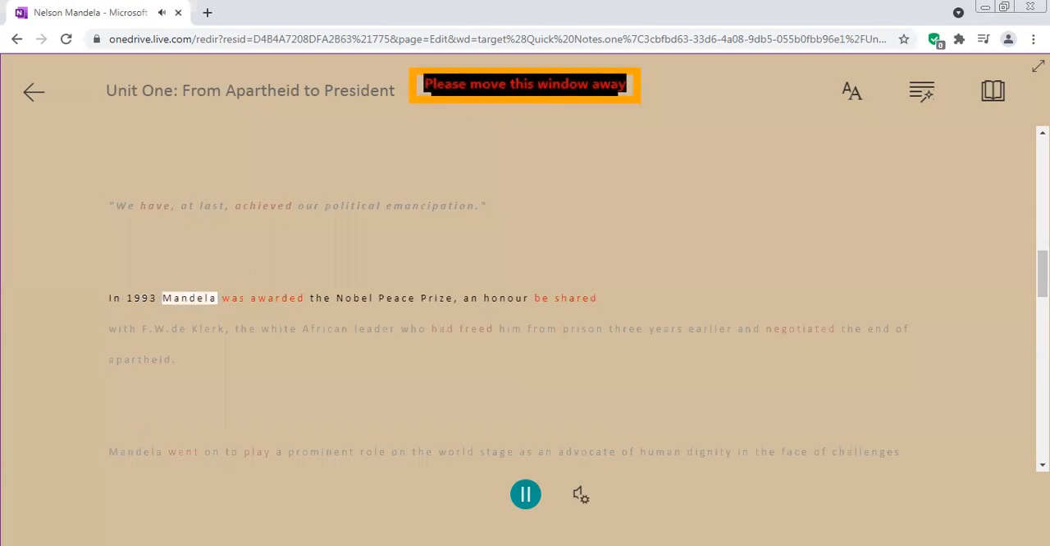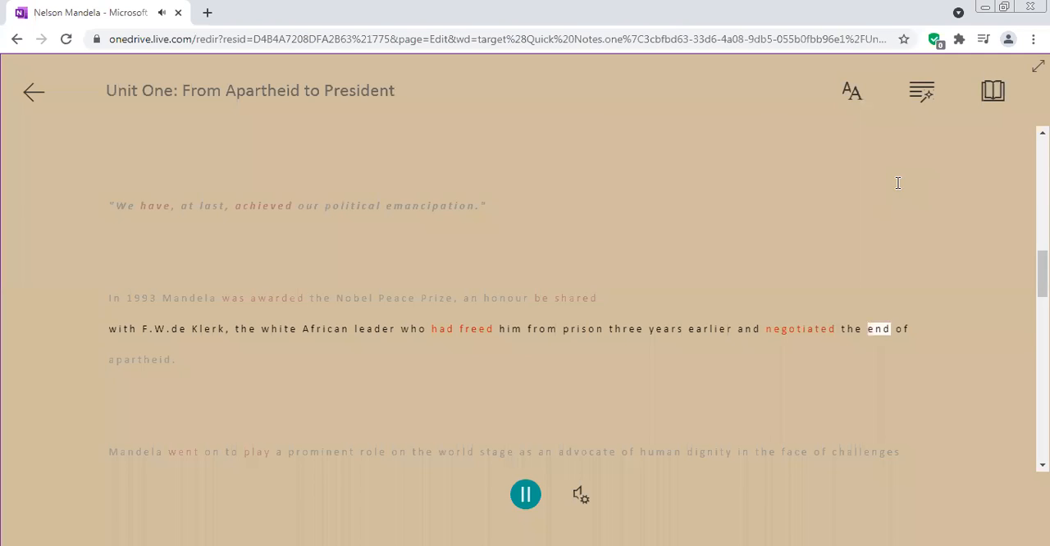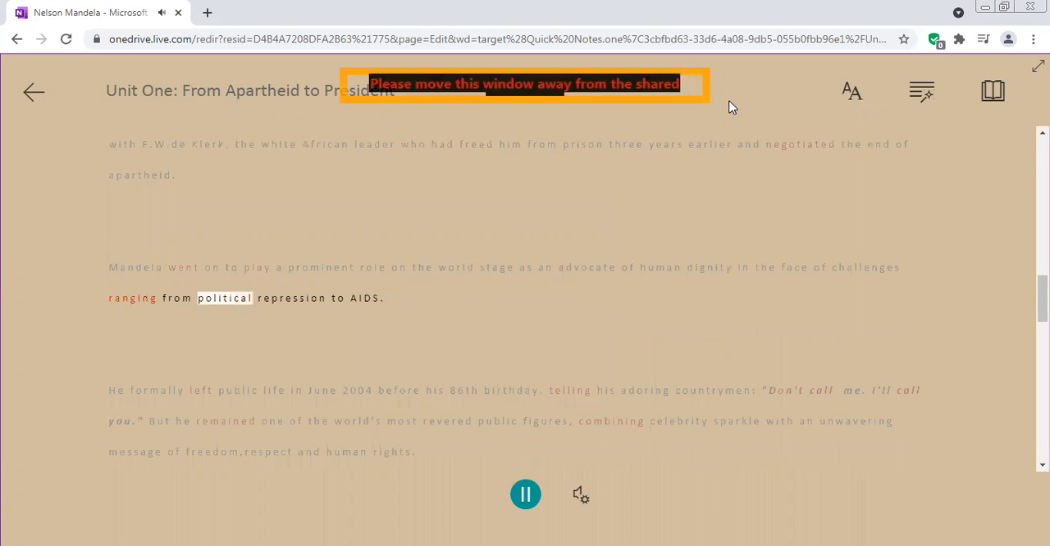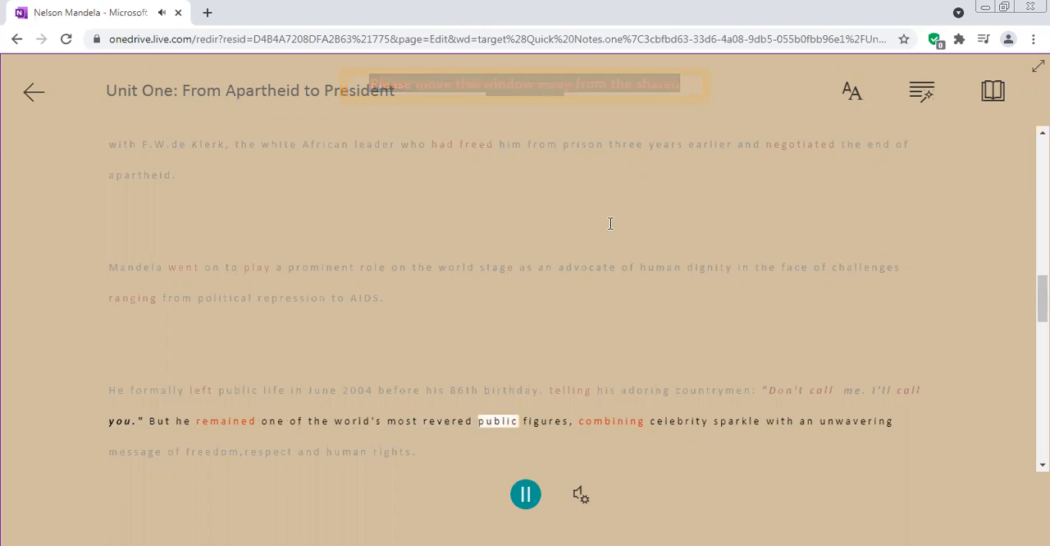In 1993, Mandela was awarded the Nobel Peace Prize, an honor be shared with F.W.D. Klerk, the white African leader who had freed him from prison 3 years earlier and negotiated the end of apartheid. Mandela went on to play a prominent role on the world stage as an advocate of human dignity in the face of challenges ranging from political repression to AIDS. He formally left public life in June 2004 before his 86th birthday, telling his adoring countrymen, "Don't call me. I'll call you." But he remained one of the world's most revered public figures, combining celebrity sparkle with an unwavering message of freedom, respect, and human rights.